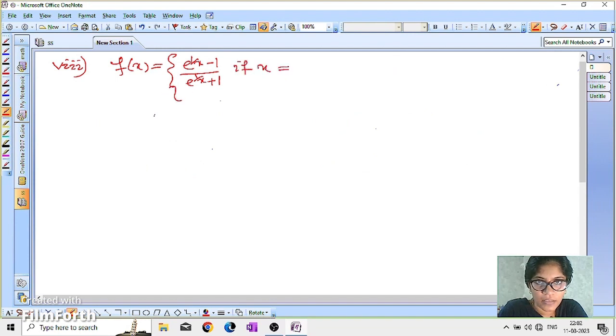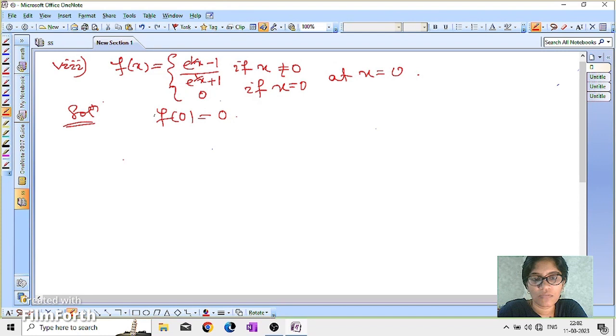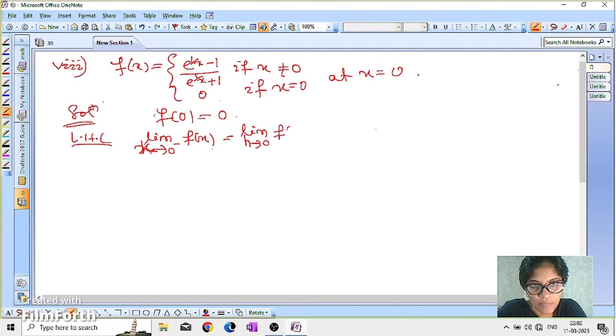If x is not equal to 0, and 0 if x is equal to 0, we check at x equal to 0. Solution: the functional value at 0, f of 0, is equal to 0. For the limiting value, we need to check the left hand limit and also the right hand limit. Left hand limit: limit x tends to 0 minus f of x, which is equal to limit h tends to 0 of f of 0 minus h.